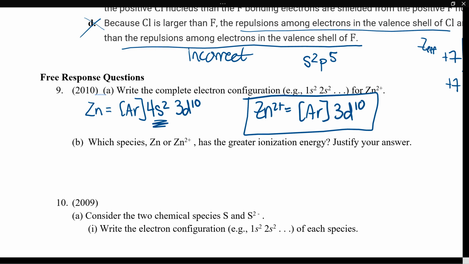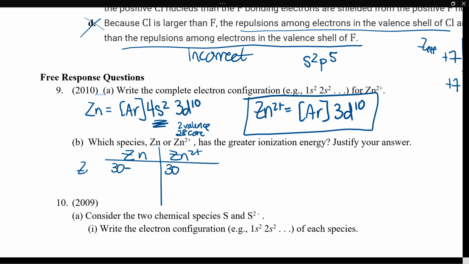And the question says, which species, zinc or zinc ion, has a greater ionization energy? Justify your answer. You could always make a T-chart, which is a good strategy for making a comparison. If you look at your electron configurations, they're both zinc, so they both have 30 protons. Neutral zinc has 2 valence electrons, so everything that's not valence is core. So it's got 28 core electrons.